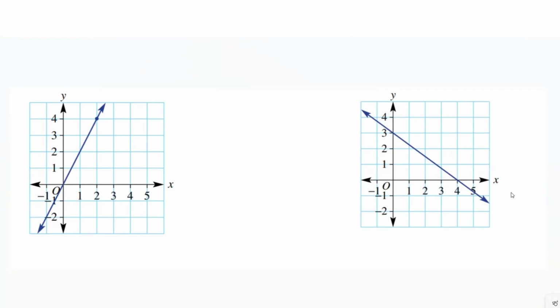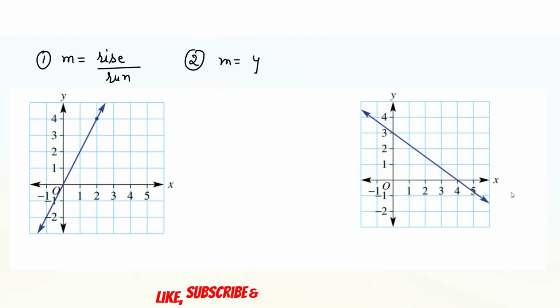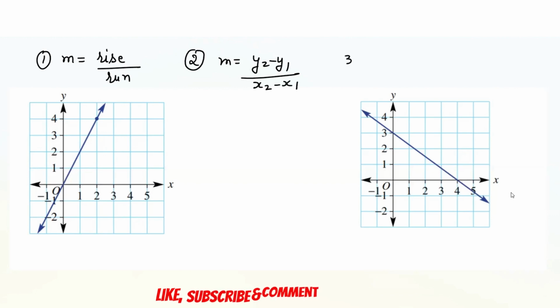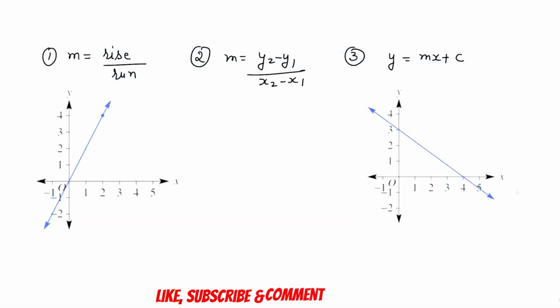Hello everyone. Today we will learn how to find the slope or gradient of a line by using three different methods. The first one is using rise over run. The second one is by using a formula y2 minus y1 over x2 minus x1. And the third one is by using the slope intercept form or gradient intercept form, which is y equals mx plus c.